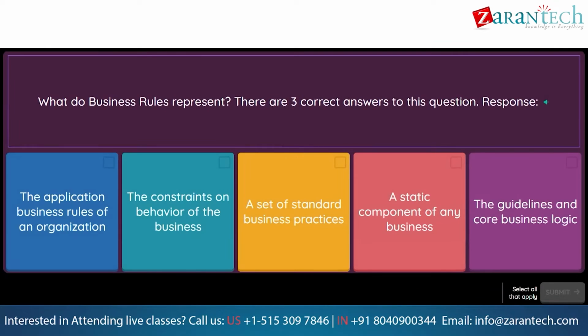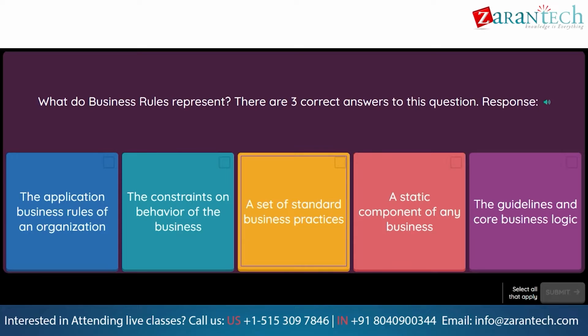Question: what do business rules represent? There are three correct answers to this question. Response: Option 1, the application business rules of an organization. Option 2, the constraints on behavior of the business. Option 3, a set of standard business practices. Option 4, a static component of any business. Option 5, the guidelines and core business logic.